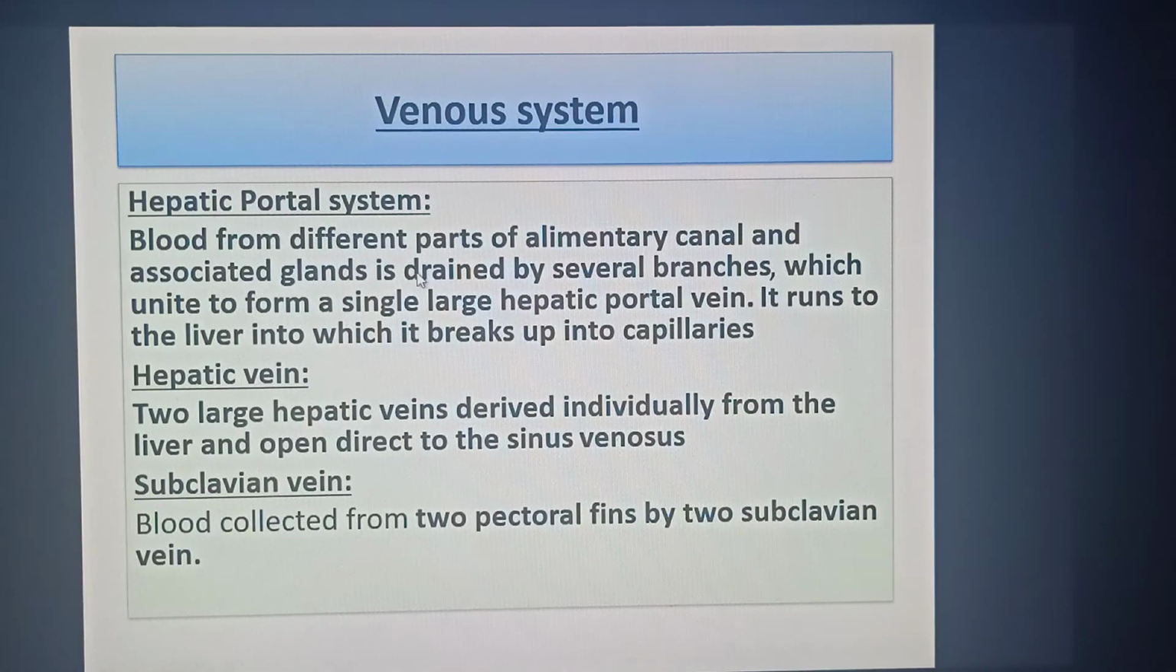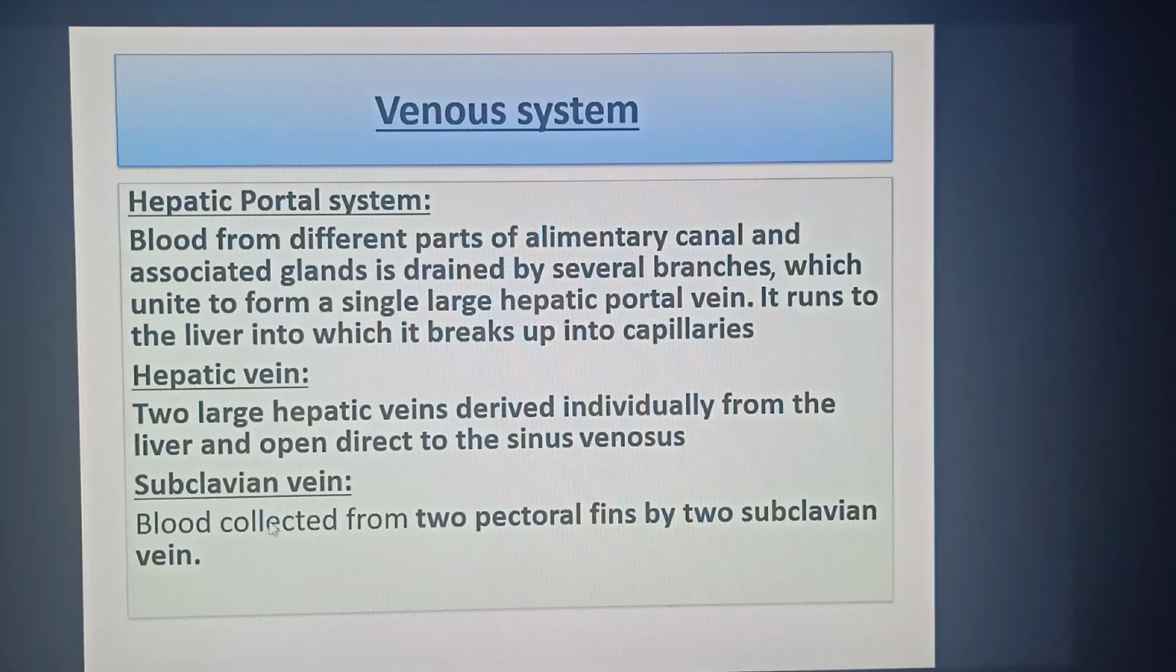Then the next part of the venous system is the hepatic portal system. Blood from different parts of the alimentary canal and associated glands is drained by several branches which unite to form a single large hepatic portal vein. It runs to the liver, into which it breaks up into numerous capillaries. Hepatic veins: two large hepatic veins derived individually from the liver open directly to the sinus venosus, the subchamber of the heart of rohu fish.